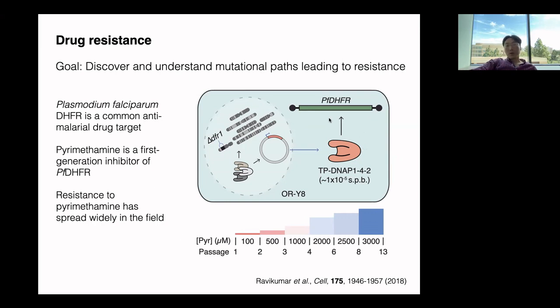And so what we did was we put the malarial DHFR on Orthorep. We deleted the DHFR that yeast normally rely on for survival, and we just grew these cells in increasing concentrations of pyrimethamine.